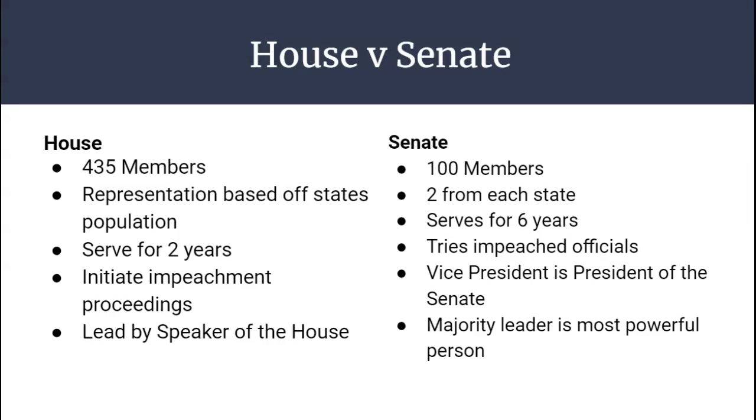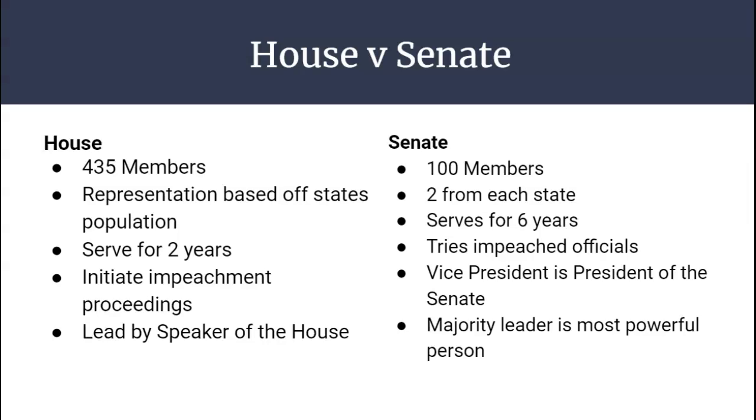And then in the Senate, they have 100 members, so that is 2 from each state. It's equal representation for each state. And they serve for 6 years. And they try the impeached officials. So like I said, after they are impeached in the House, it moves to the Senate, and that's where the trial actually happens. And they hear the evidence, and they vote on whether or not to remove that person from office. So that will be coming up in the future. We'll see more of that.